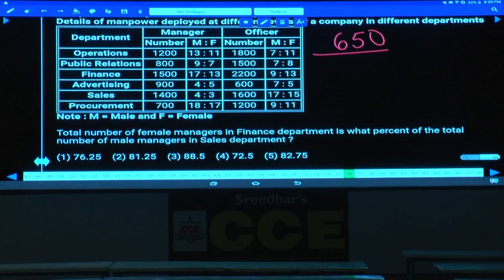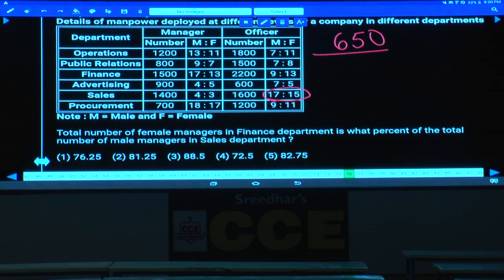Is what percent of male managers from sales department? In sales department, total how many parts do you have? 32 parts is equal to 1600. Then one part here is also 50. Male managers are how many parts? 17 parts. Yes.